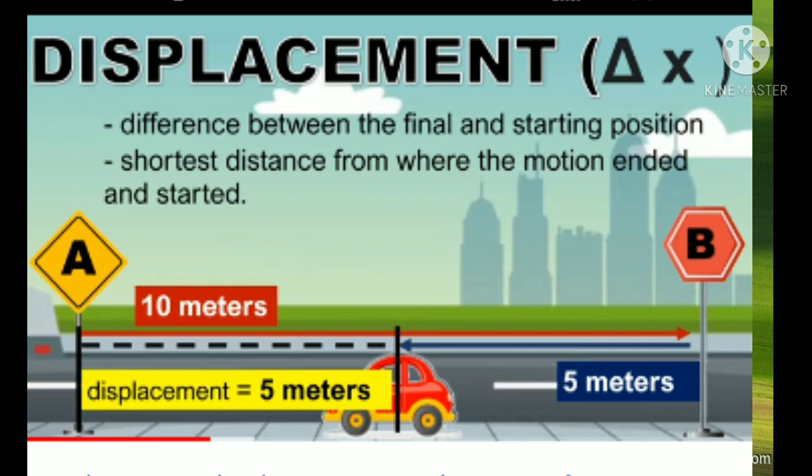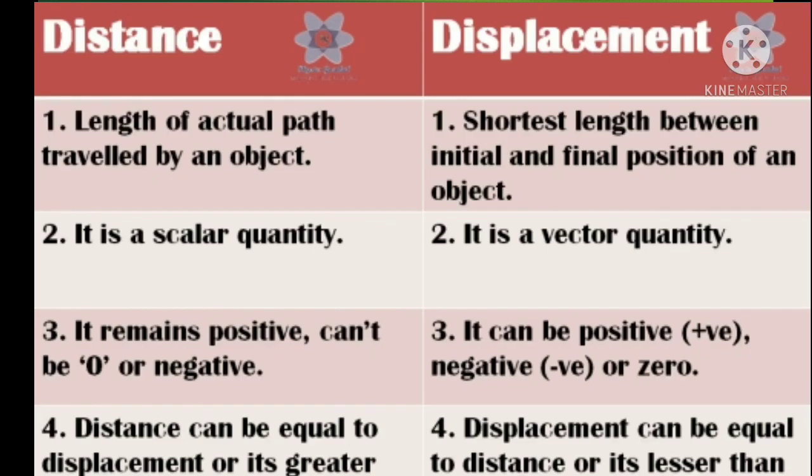I hope you all understand the definition of distance and displacement. Now we can see the difference between distance and displacement. What's the difference between distance and displacement? The first one, the length of the actual path travelled by an object is called distance. Okay, the total length or the actual path covered by an object is called the distance. But displacement is the shortest length between the initial and final position of an object. Okay, the shortest distance or length between the initial and final position of an object is called displacement.